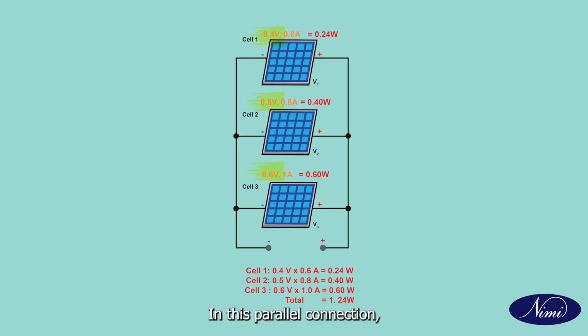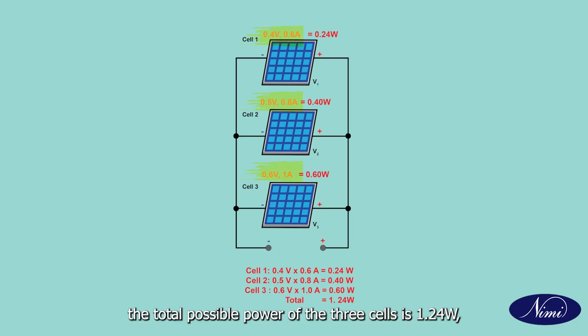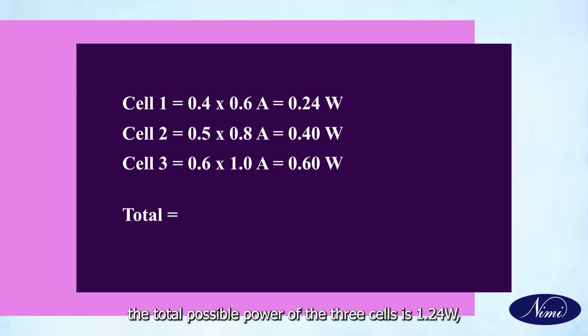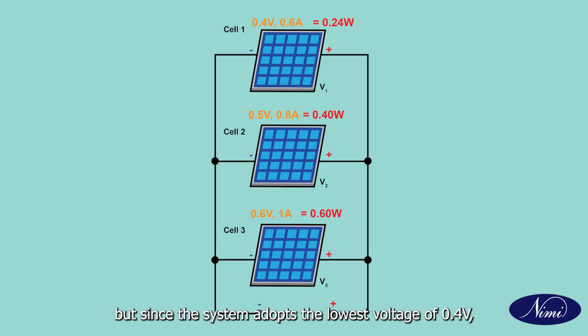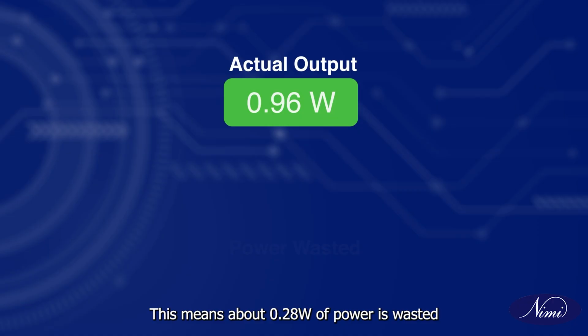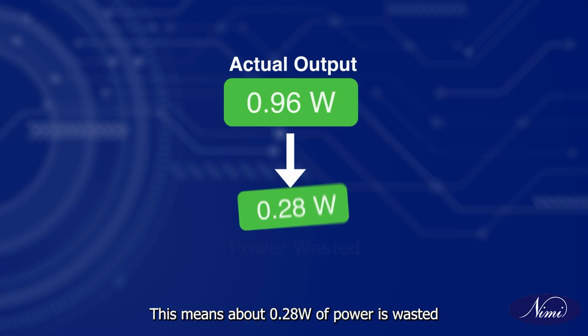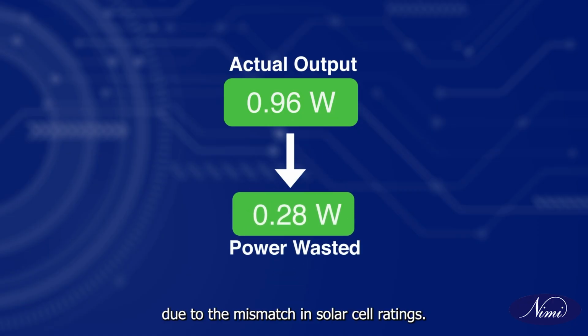In this parallel connection, the total possible power of the three cells is 1.24 watts. But since the system adopts the lowest voltage of 0.4 volts, the actual output power is only 0.96 watts. This means about 0.28 watts of power is wasted due to the mismatch in solar cell ratings.